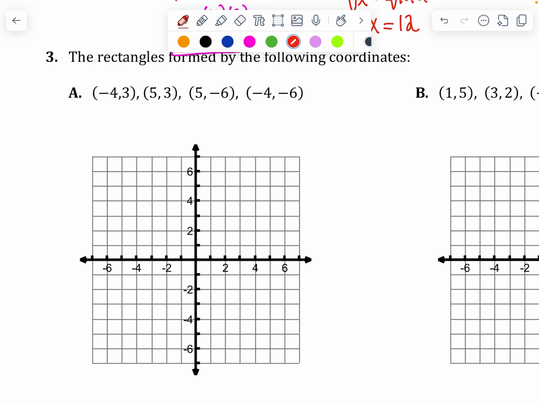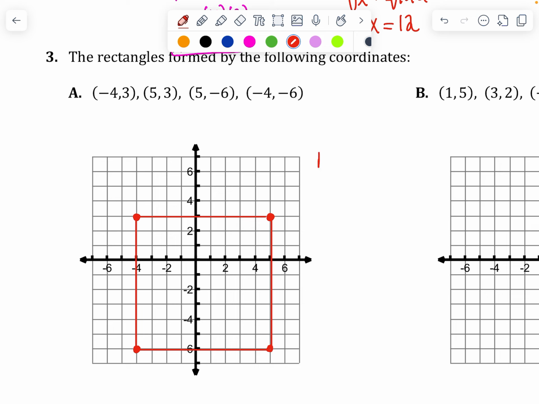I have -4, 3, that's left 4, up 3. 5, 3, that's right 5, up 3. 5, -6, right 5, down 6. And -4, -6, left 4, down 6. Now I'm going to connect these 4 points to make my rectangle. Notice I have 2 vertical lines and 2 horizontal lines, so this one's super easy.